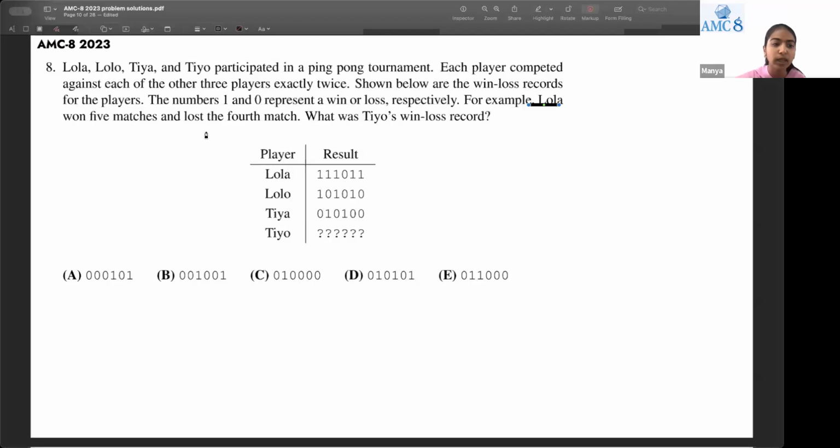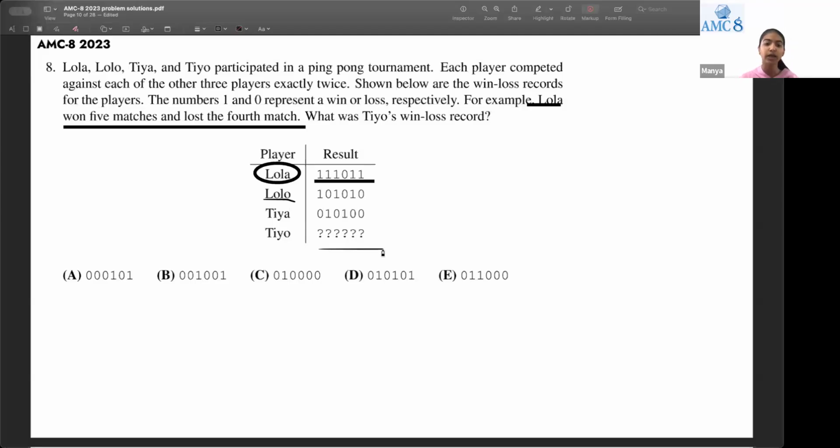So, for example, Lola won 5 matches and lost the 4th match. So Lola right here, she won 5 matches but lost the 4th match. Okay, that makes sense. They told us that right there. Here, Lolo won the 1st match, lost the 2nd, won the 3rd, lost the 4th, won the 5th, and lost the 6th. Tia lost the 1st, won the 2nd, lost the 3rd, won the 4th, lost the 5th, and lost the 6th. What was Tia?